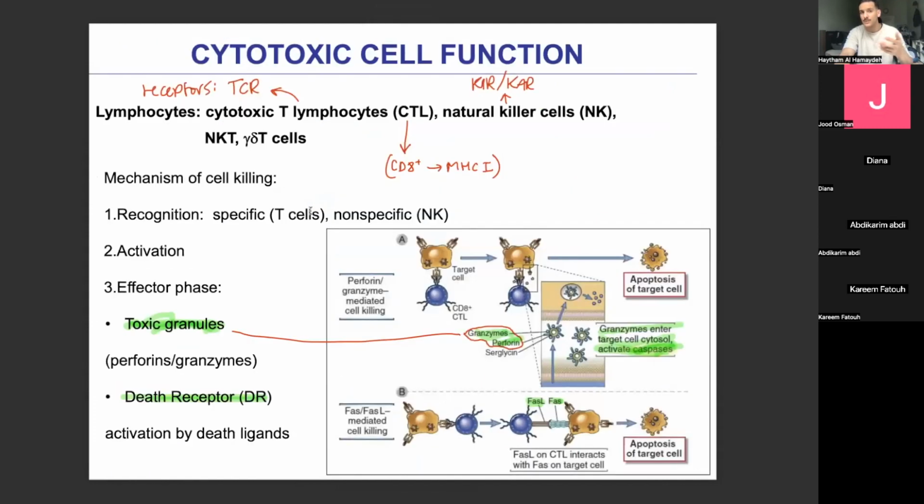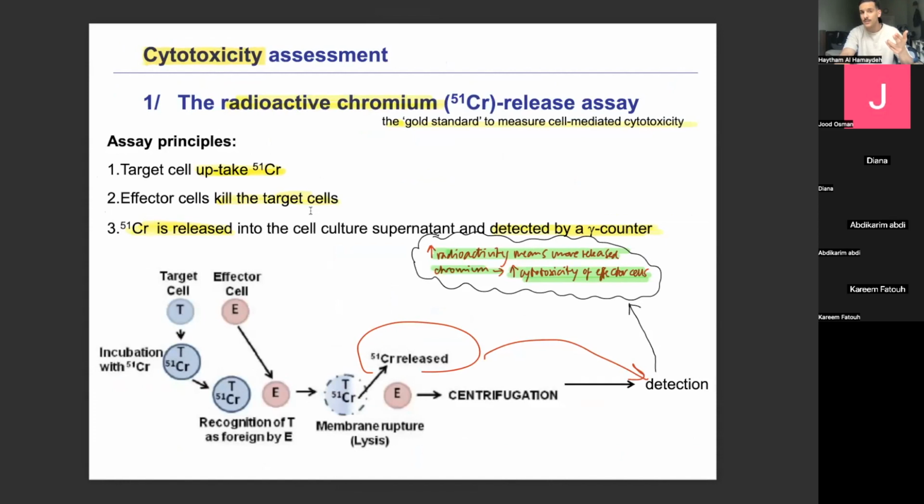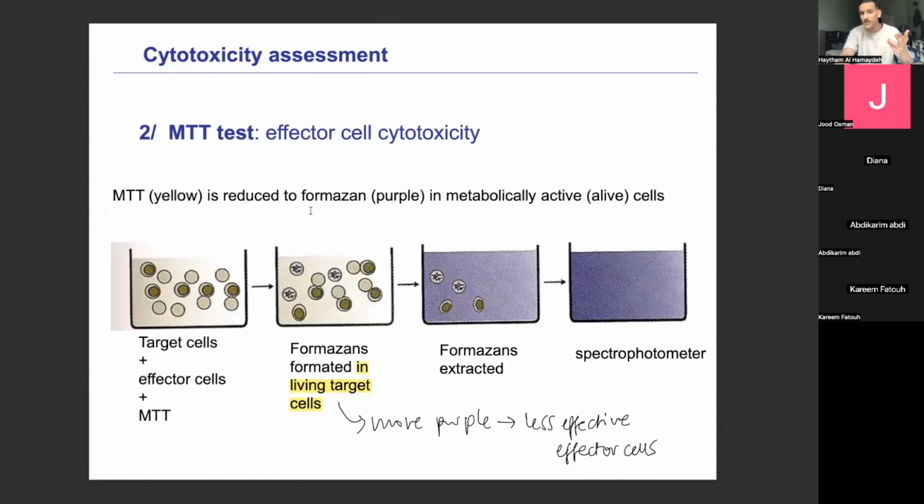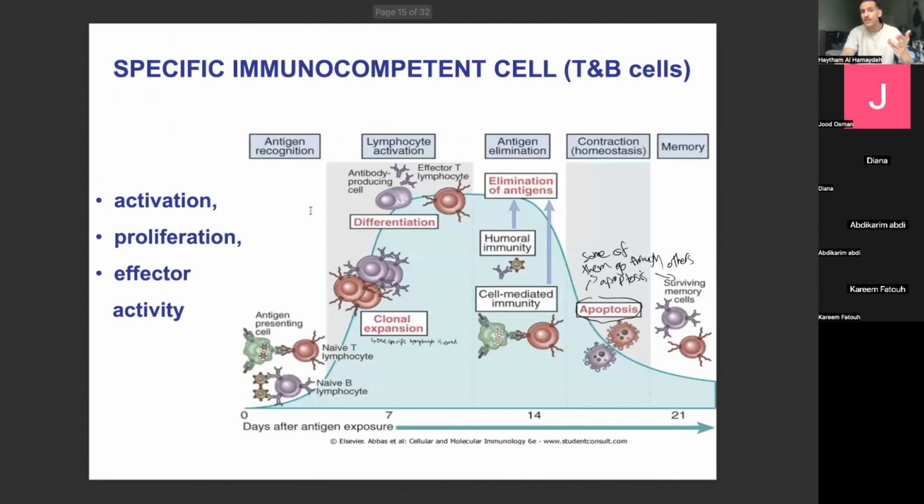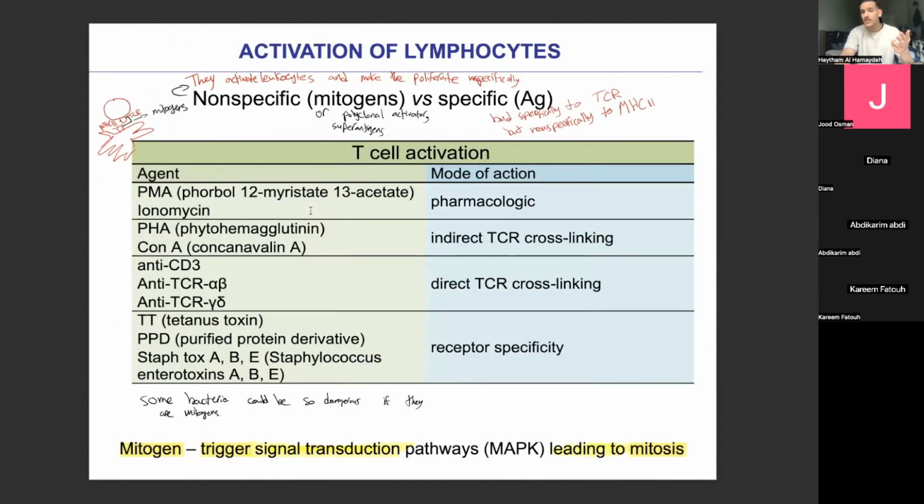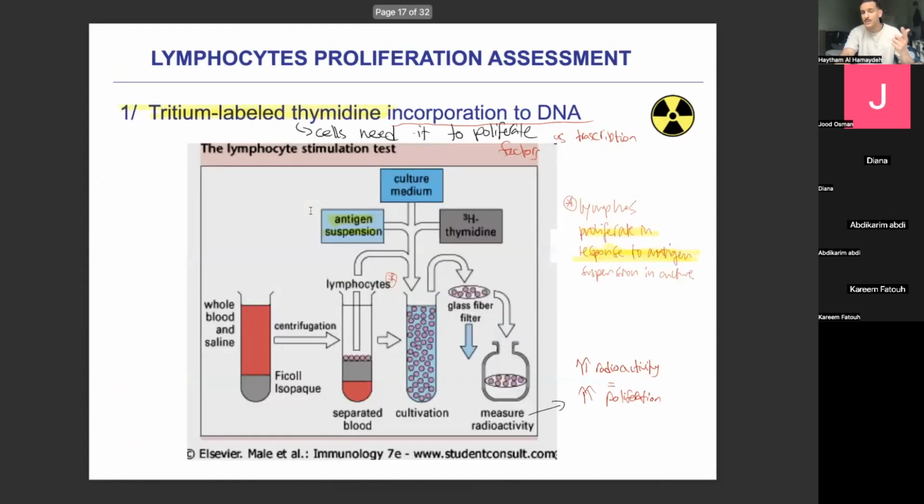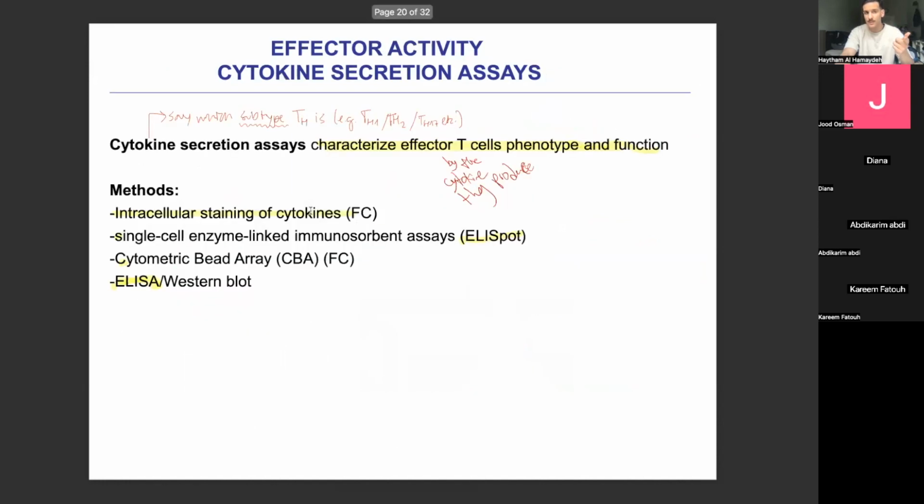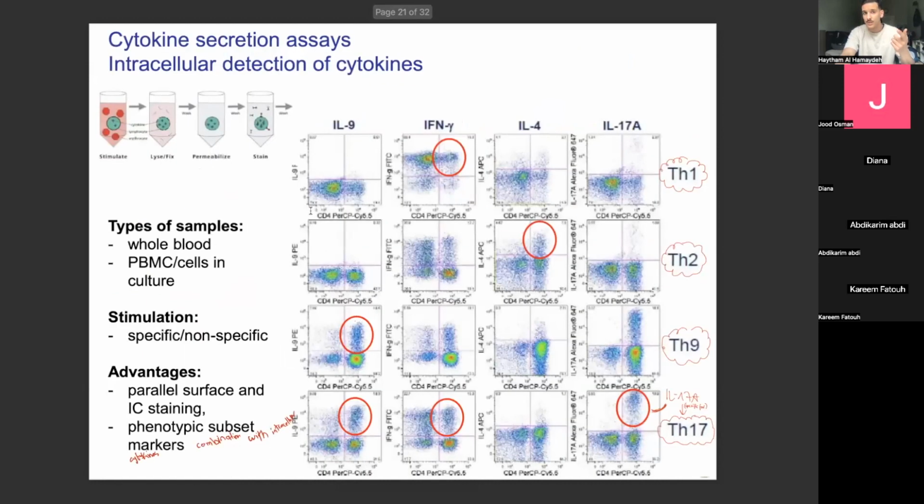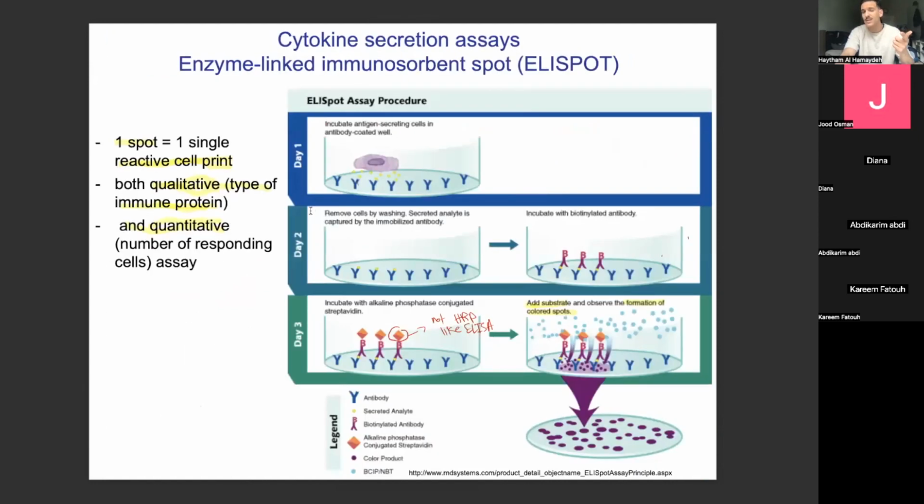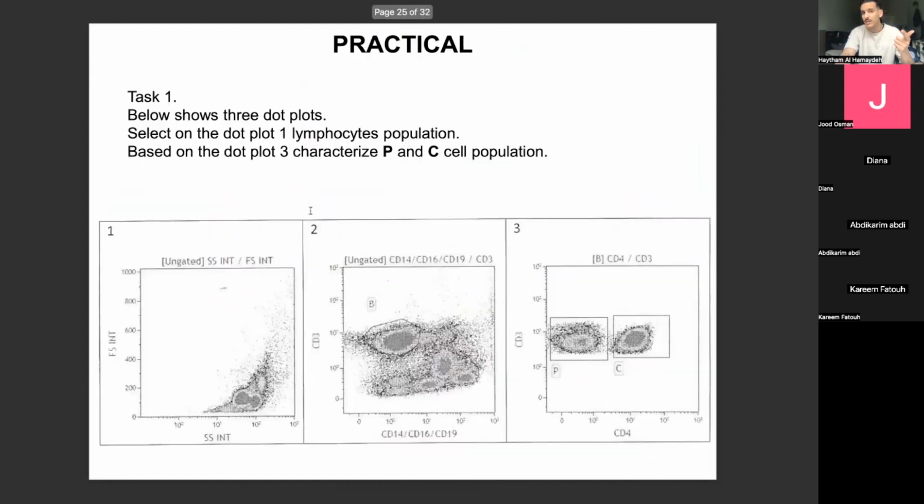Then we go into the second function, cytotoxic cell function. We have radioactivity, chromium, or we have MTT, or we have flow cytometry. Then we go into the effector function. So activation, proliferation, effector, right? Activation by using mitogens and antigens. Proliferation is by using DNA. We label DNA here: tritium, BrdU, CFSE. Third way is effector. We actually test the cytokine released. And so here we do the first method, intracellular staining of cytokines. Second method, ELISA and ELISPOT. Third is Western blot. And that's it.